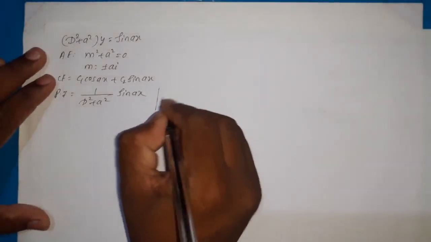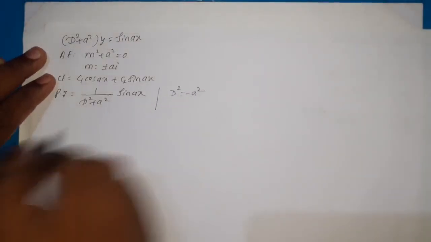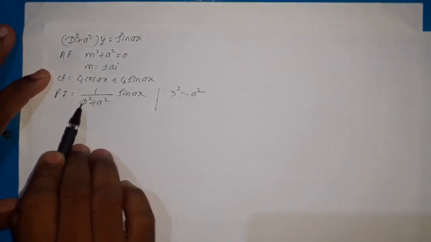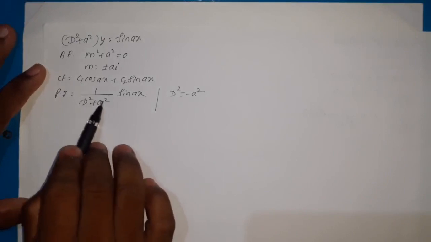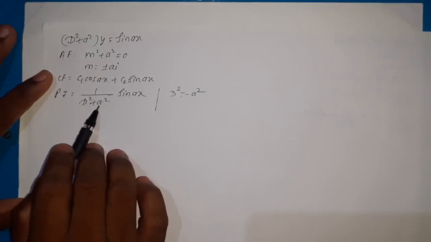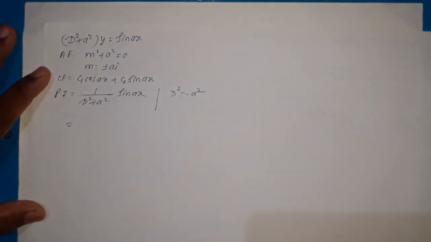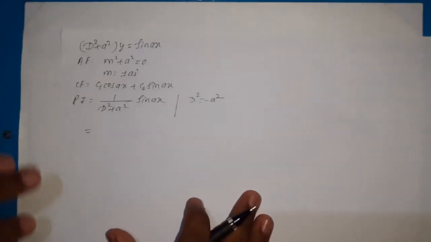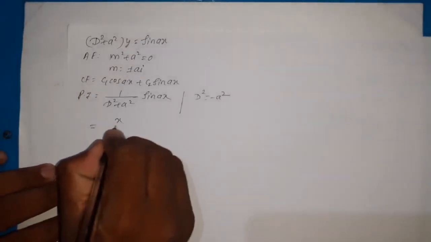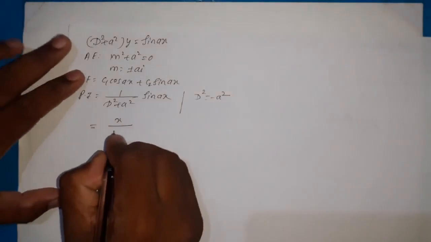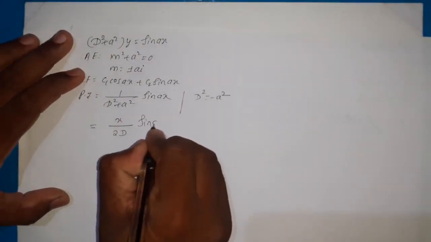Now here we need to substitute D square equal to minus a square. So if we substitute D square equal to minus a square, that becomes minus a square plus a square, means it is equal to 0. So therefore here it is the case of failure. Then here we need to differentiate the denominator with respect to D, then it is x divided by the differentiation of the denominator, that is D square plus a square. Here a square is constant and D is the only variable, so that becomes 2D into sin ax.